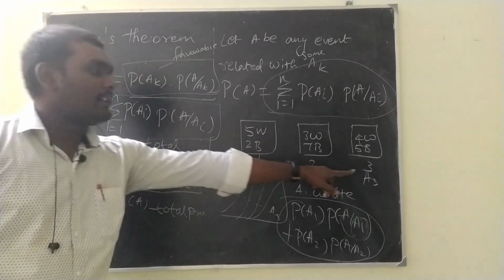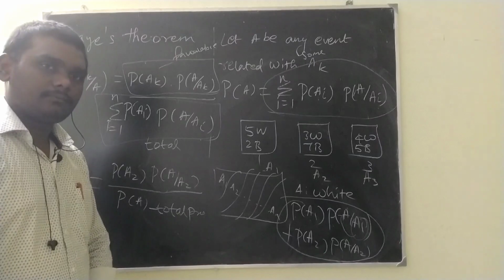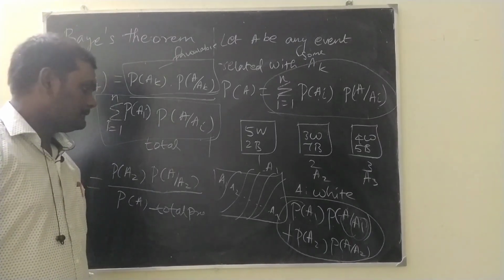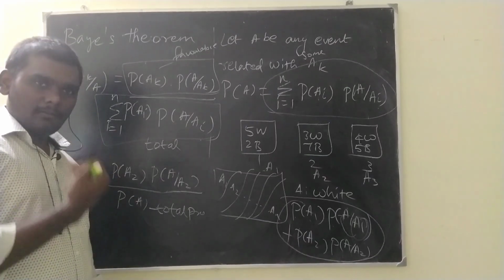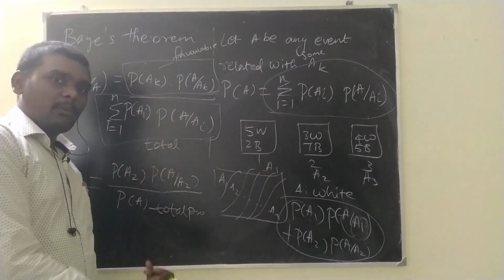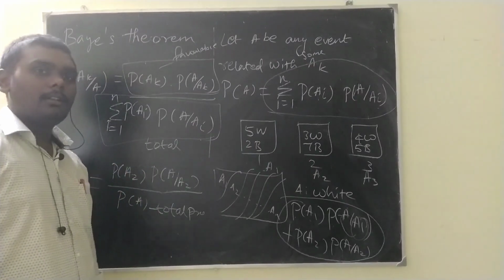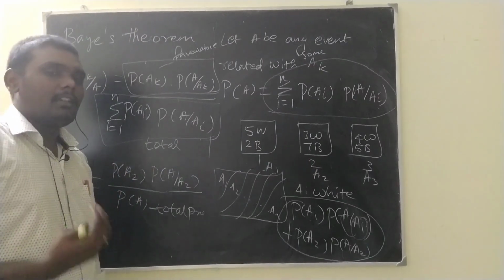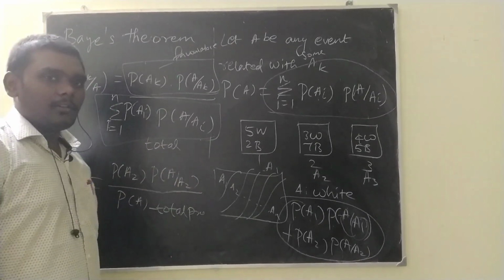Suppose if I mentioned box 3, the ball should come from box 3, then divided by P of A, meaning P of A1 into P of A given A1 plus P of A2 into P of A given A2 plus P of A3 into P of A given A3. Clear? Shall we proceed with the questions?